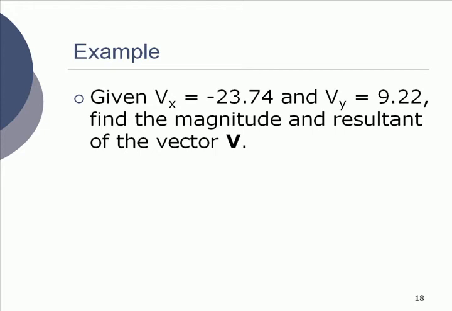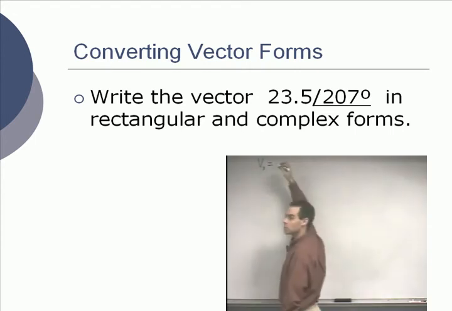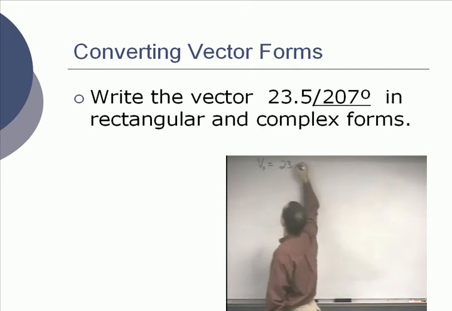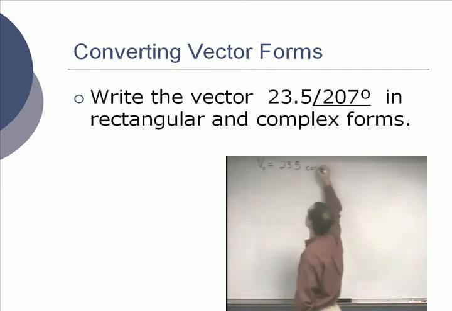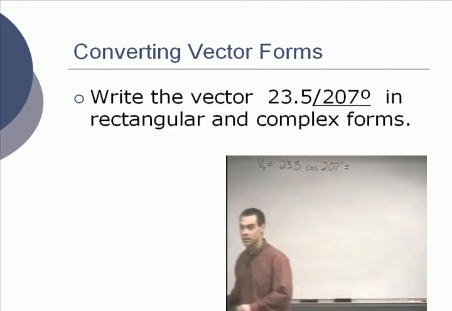Nothing? All right. Well, the last thing we have to do, we've already done all the math for, we just haven't called it this. Let's write the vector 23.5 at 207 degrees in rectangular and complex forms. Writing a vector in rectangular form is the same question as find the x and y components. So, for this vector, the x component will be 23.5 times the cosine of 207 degrees. That'll tell us our x-coordinate of the tip.